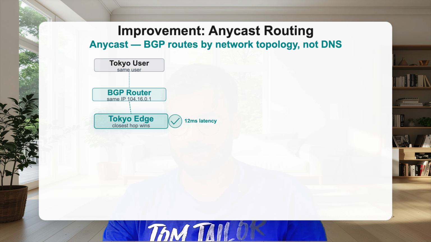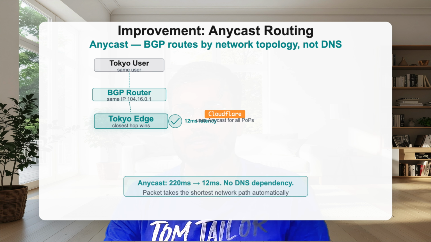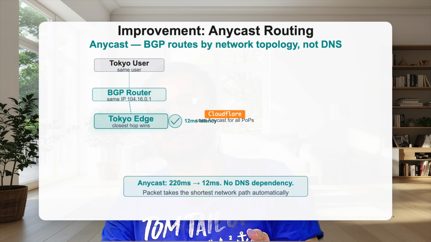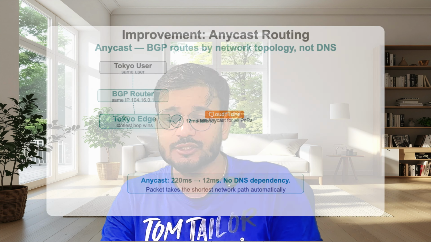Anycast solves this. All edge nodes advertise the same IP via BGP, and the internet routing naturally directs the packets to the topologically nearest node. Cloudflare uses Anycast for all its routing. Automatic failovers without DNS changes. If an edge node disappears from BGP, packets route to the next closest automatically.